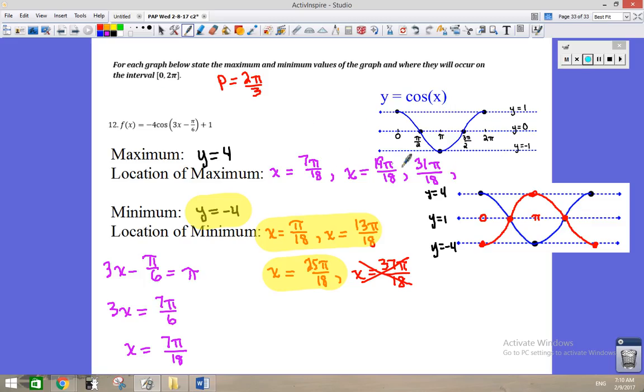But when I add another 12 pi over 18, I'm at 43 over 18. 43 is bigger than 36, so I've exceeded that 2 pi. So on this interval from 0 to 2 pi, these numbers are all between 0 and 2 pi, and these three inputs into this function will cause an output of 4, and that's the maximum value that this function ever sees. So the maximum value is y equals 4 at these three different locations.